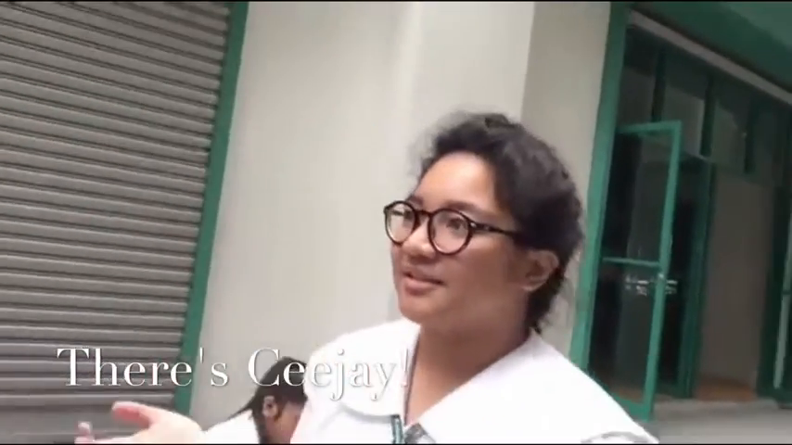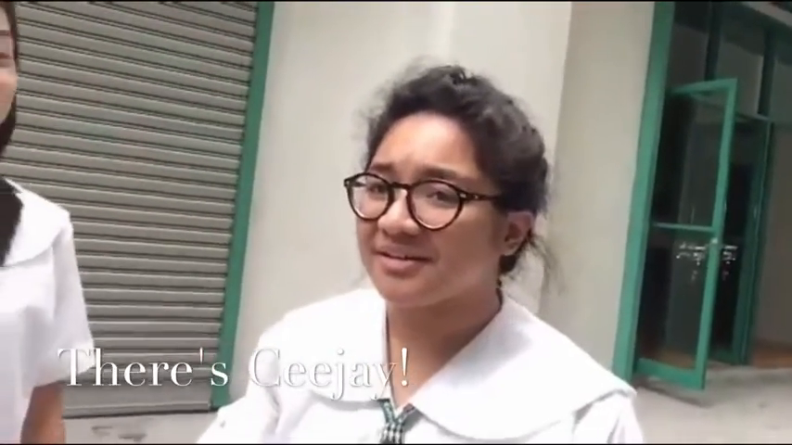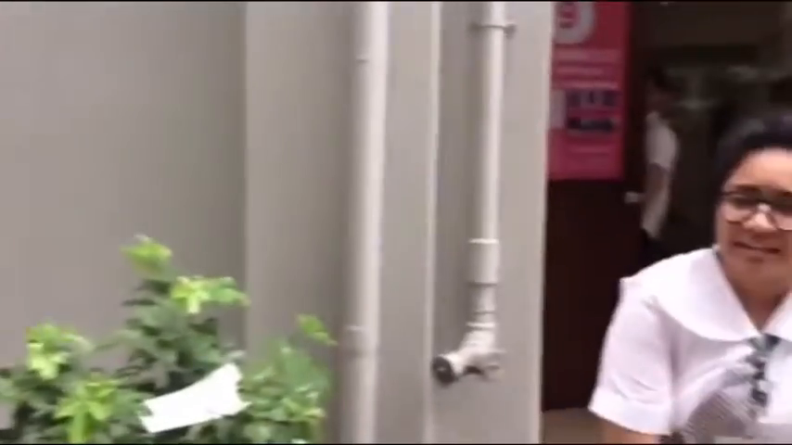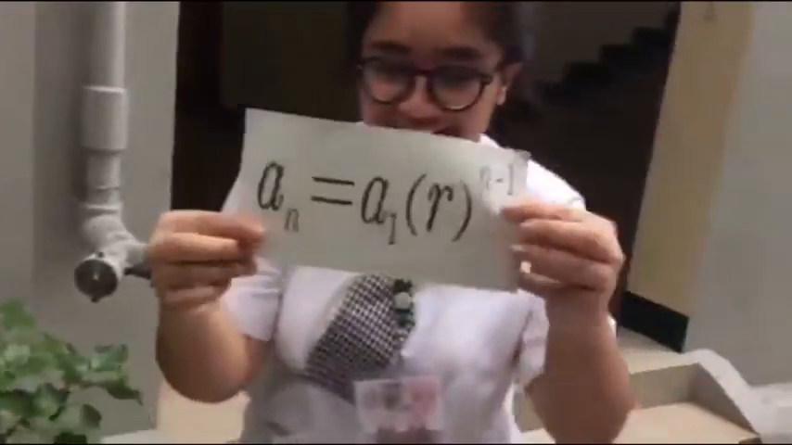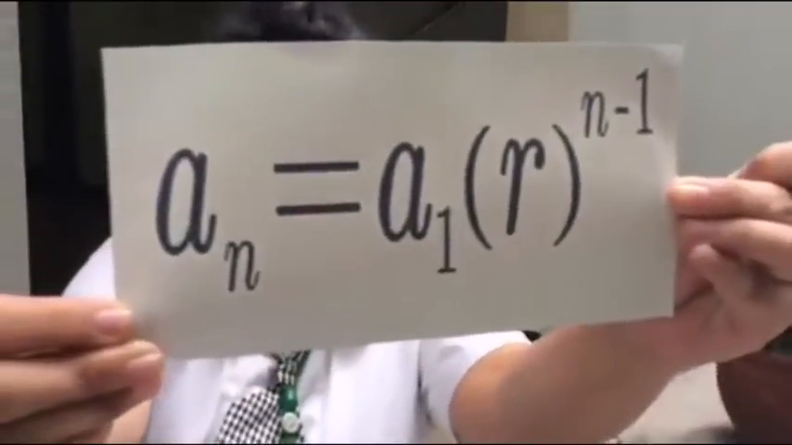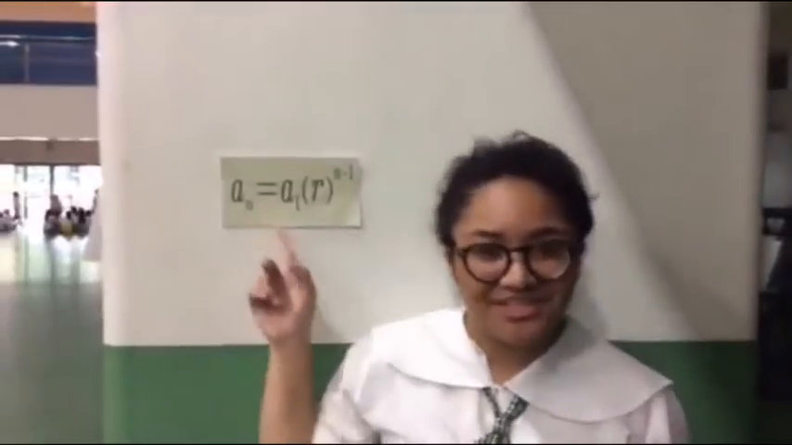Oh, okay. Can you teach us how? Sure, but we need to look for the formula. Where is it? Can you see it? Oh, I see something. There it is. Yay! We got the formula! So what's the formula? A sub n is equal to a sub 1 times common ratio raised to n minus 1. So this is the formula for geometric sequences.